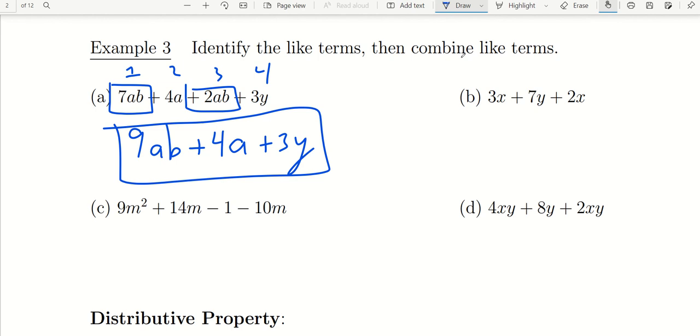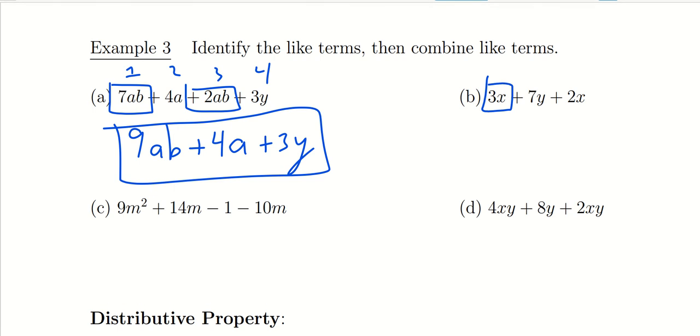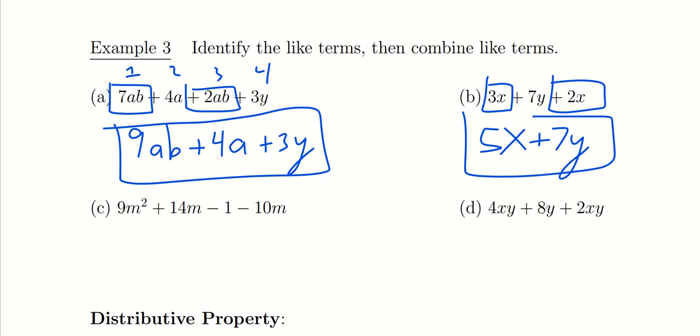If we go over to example B, this is an expression that has 1, 2, 3 terms. Of those 3 terms, these 2 would be like terms because they're both x terms. A positive 3x and a positive 2x would give us a positive 5x plus 7y. And that would be our simplified answer. Again, there's no constant term for this one, so we don't have any constant term to write at the end.